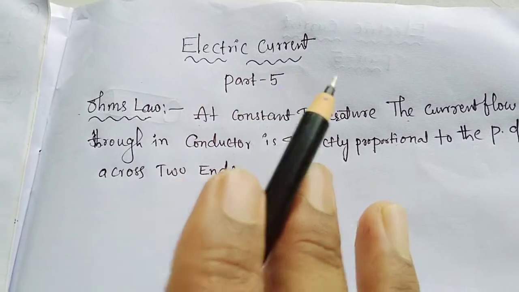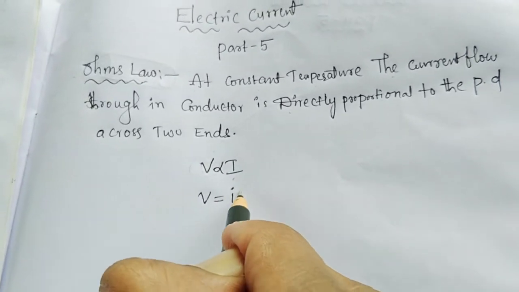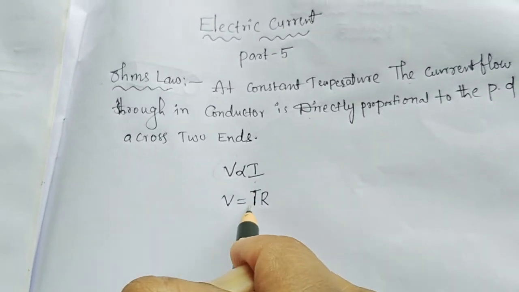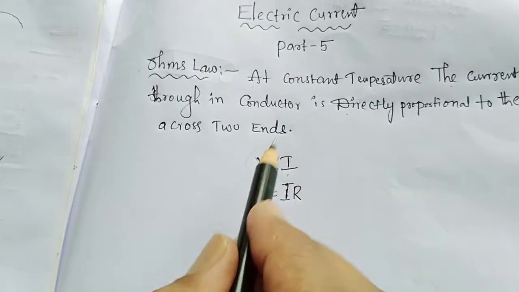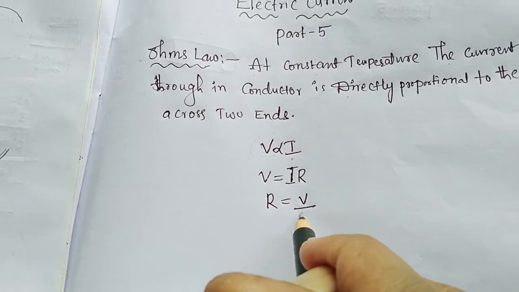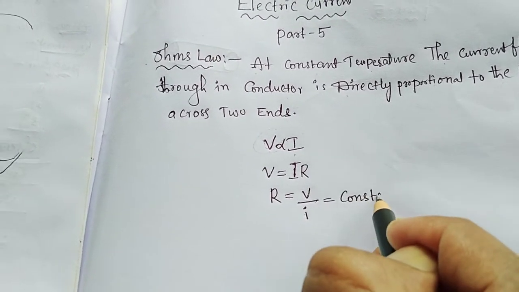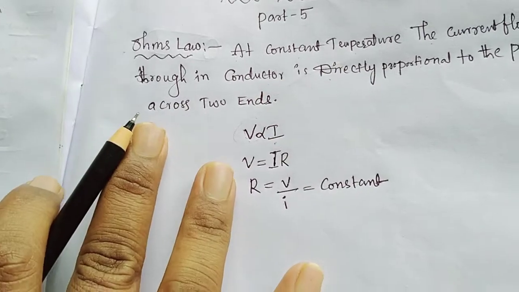So it is Ohm's law, as you know. Here V is equal to I into R. So R is equal to V by I. It is a constant. R is equal to V by I is equal to constant.